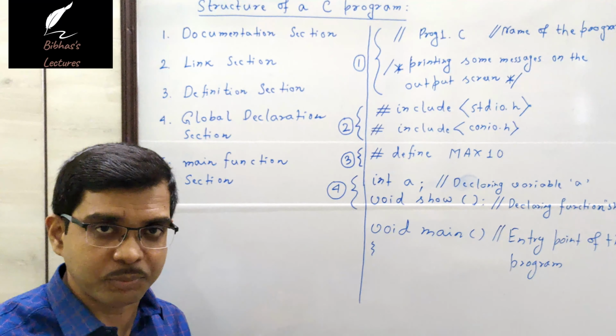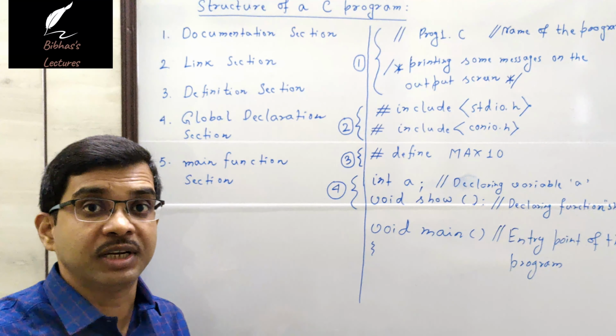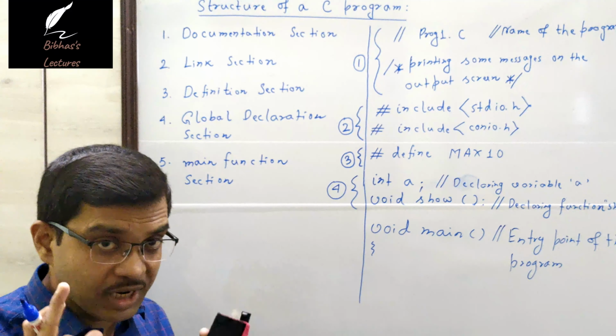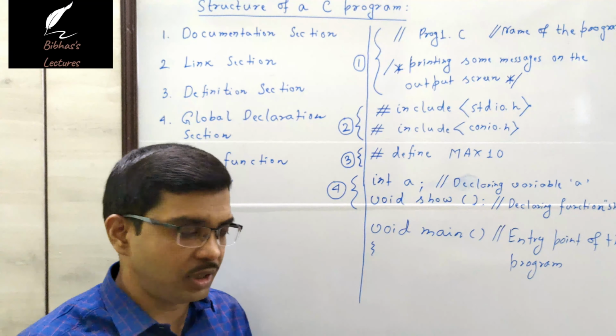If there are two main functions, the program will get confused about which main it needs to start from. That's why any C program, however big, will always contain a single main function. Apart from the main function, it can contain any number of other functions, but the main function will be one and only one. That is very important. This is the main section, from where the program execution will start.